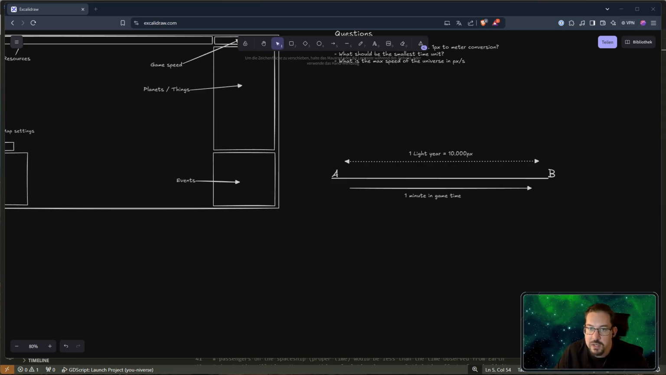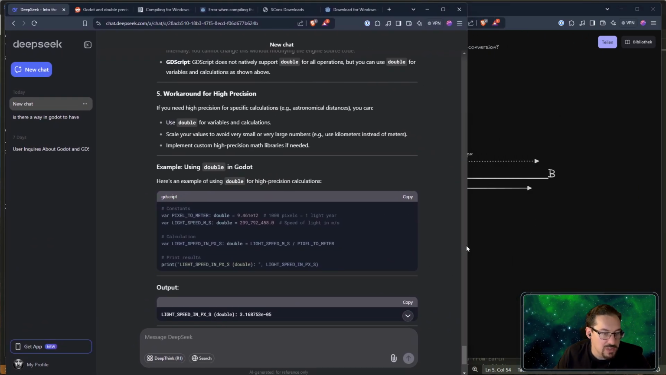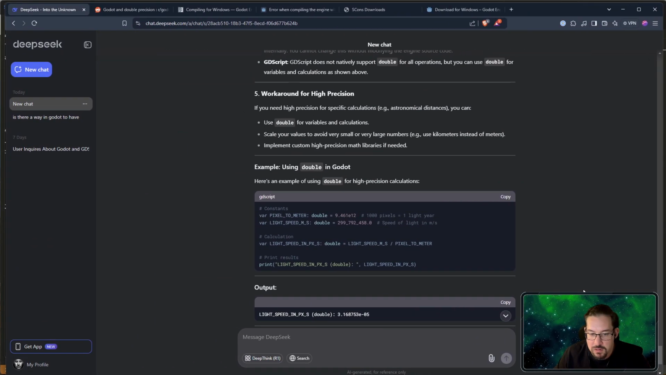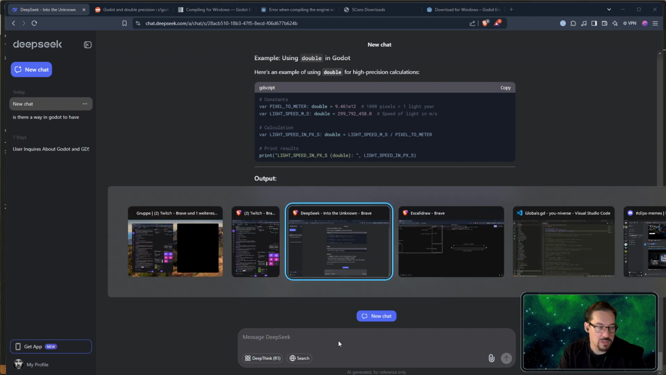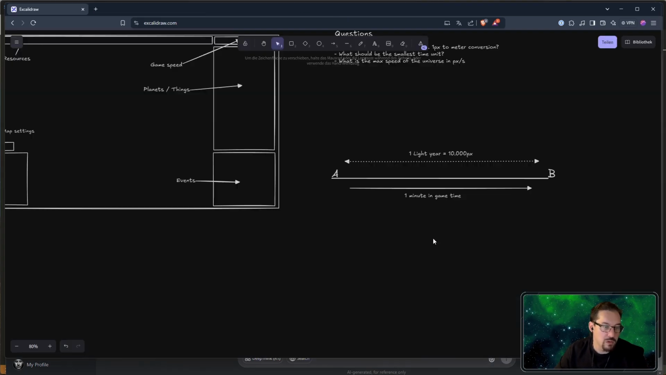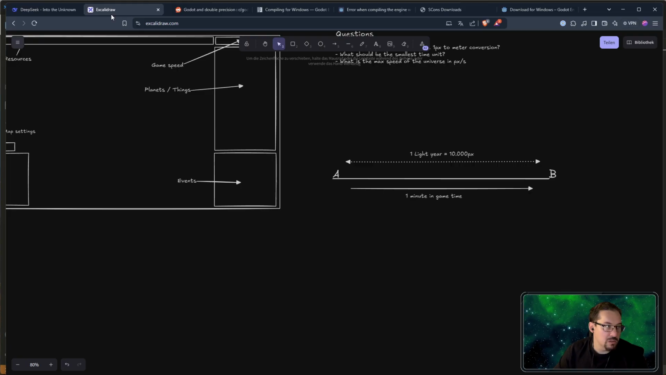So let's just use some AI. I don't know if you already tried DeepSeek. It's really crazy. Let's see. What did we say? That one here. 10,000 pixels is 1 light year.